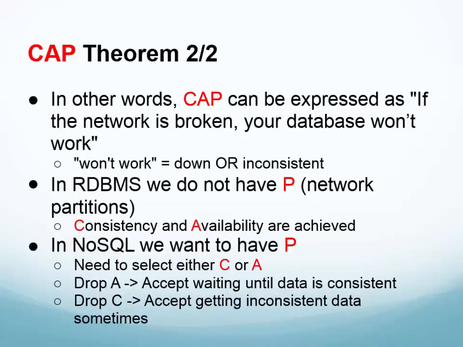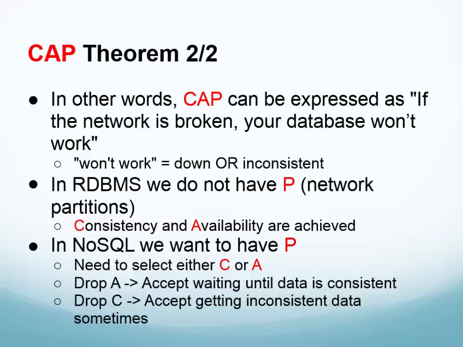In other words, CAP can be expressed as: if the network is broken, your database won't work. Won't work equals down or inconsistent. If your node goes down, that means there is no availability of data anymore. Your application is down for that time period, right? In RDBMS, we do not have network partitions. Consistency and availability are achieved.